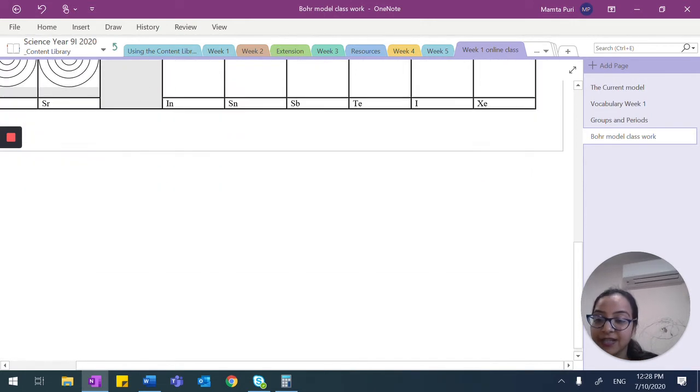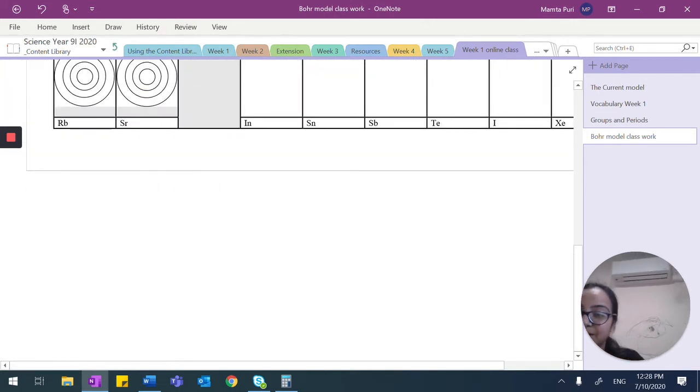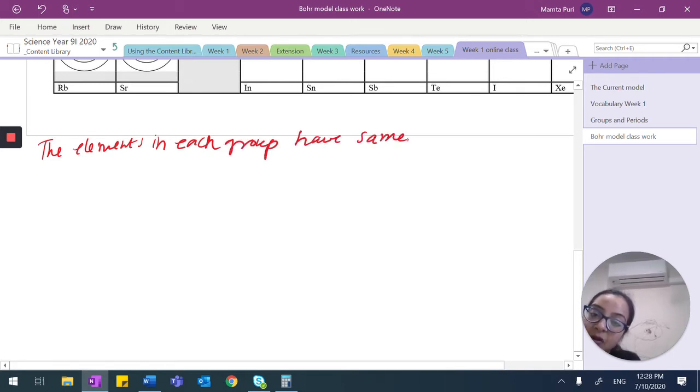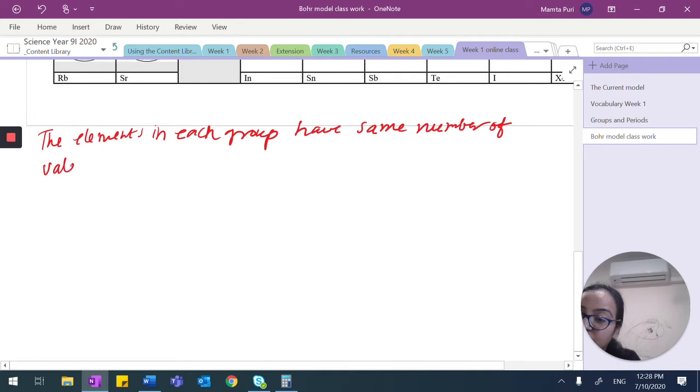All right. What I'm trying to tell you is the elements in each group have the same number of valence electrons. What are valence electrons? The electrons in the outermost shell.